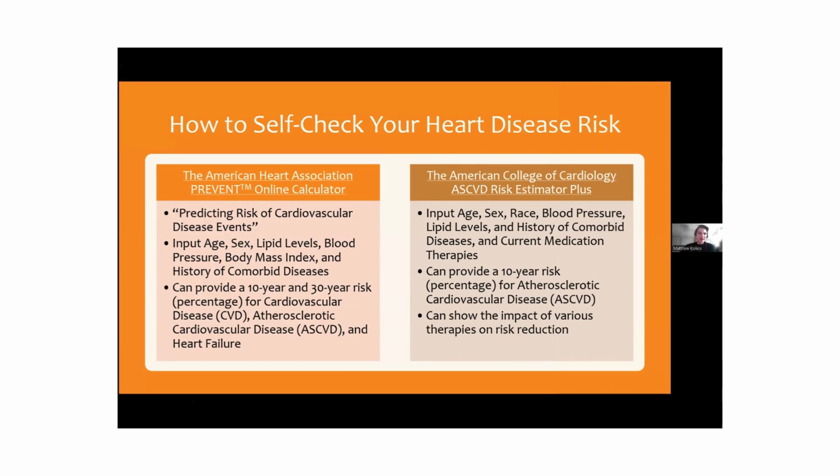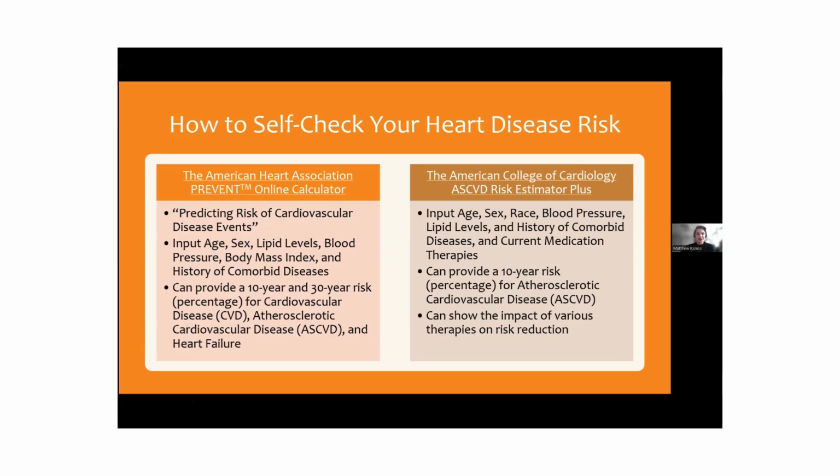I put two great online calculators here for you guys that you can use. And you can look these up on Google and they'll be the first result. I tested it myself. From the American Heart Association, they have the PREVENT online calculator, which stands for Predicting Risk of Cardiovascular Disease Events. And they can provide a 10 to 30-year risk for cardiovascular disease, atherosclerotic cardiovascular disease, and heart failure.